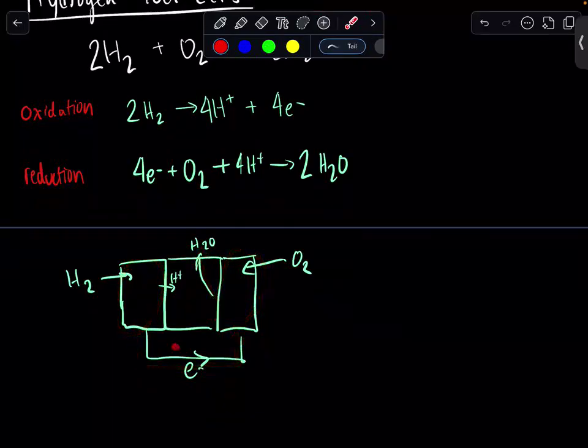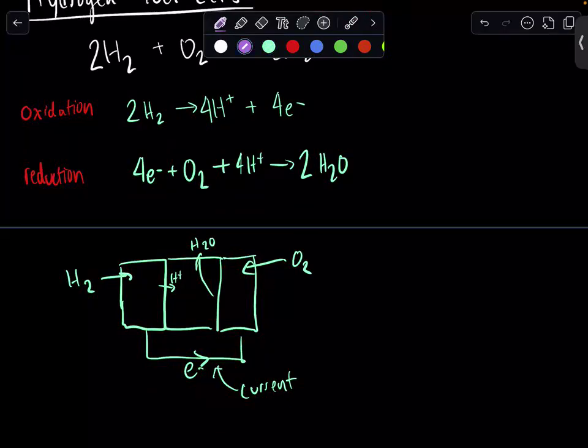And then all we do is we just use this moving electron to create a current. This is a current that we can utilize for anything we need to run with electricity. The final piece of this is that when we're doing reactions that have the movement of electrons, wherever oxidation happens, we actually call that the anode. So this side is the anode. Wherever reduction happens, we call that the cathode.